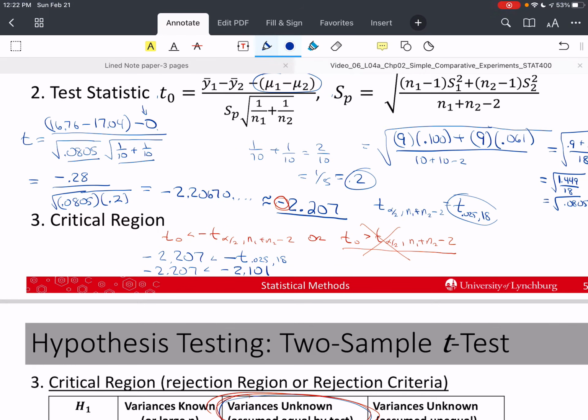2.101. Now, is negative 2.207 less than negative 2.101? If you have trouble, then please draw a number line. Maybe 0 is here. And then we'll just say negative 2.101 is here. And then we look and negative 2.207 is down here. So it is less than. So this is a true statement.